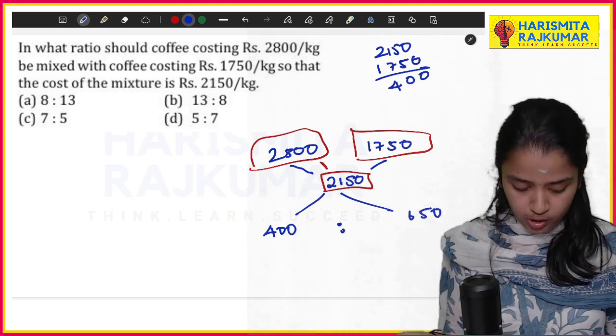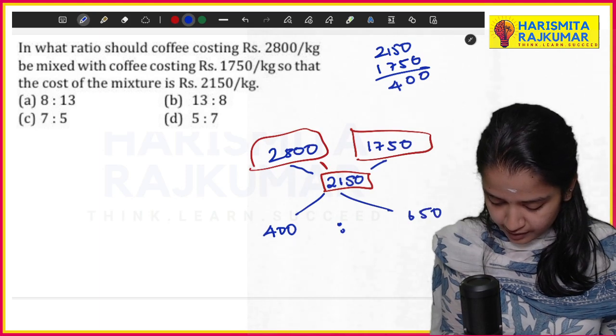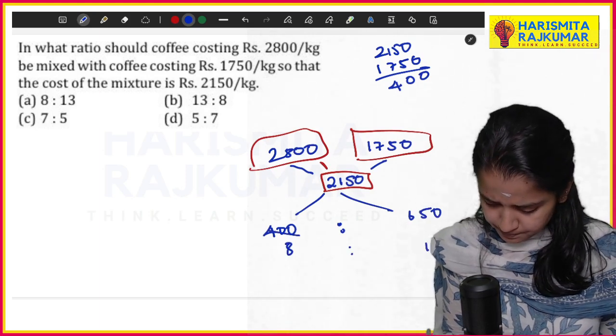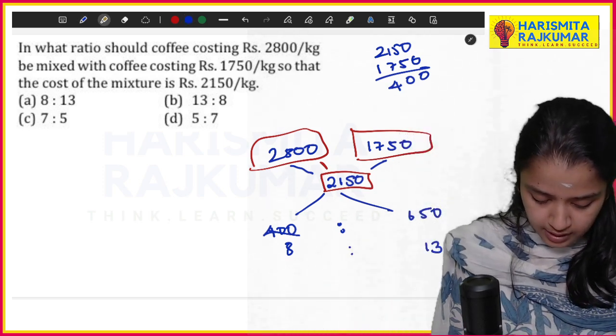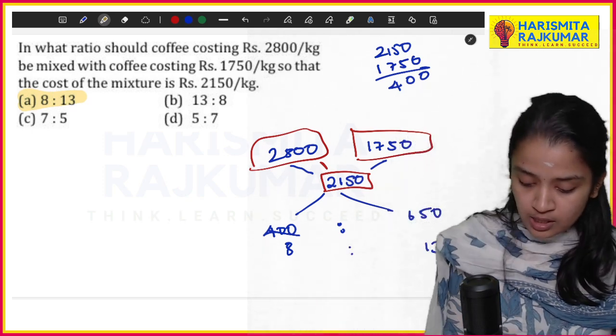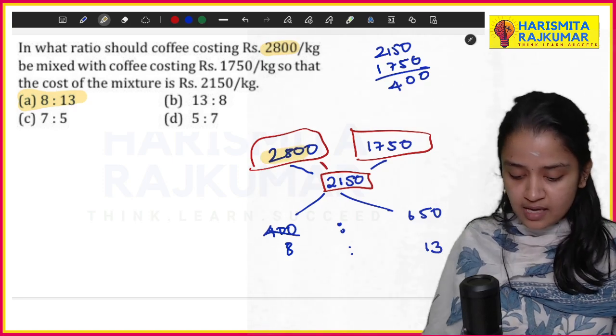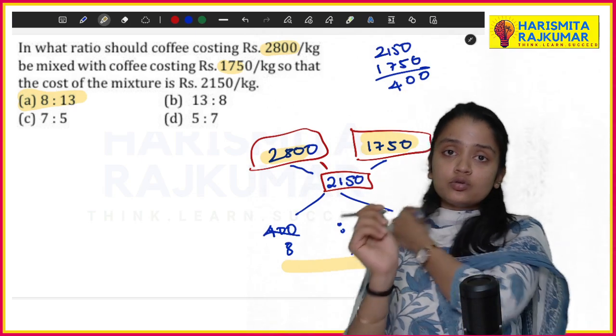When I get the ratio of this, I'm having 8 is to 13. So this will be the ratio, 8 is to 13. Don't get confused between 13 is to 8, because first they are mixing this, then they are going with this. So you have to write the ratio as 8 is to 13.